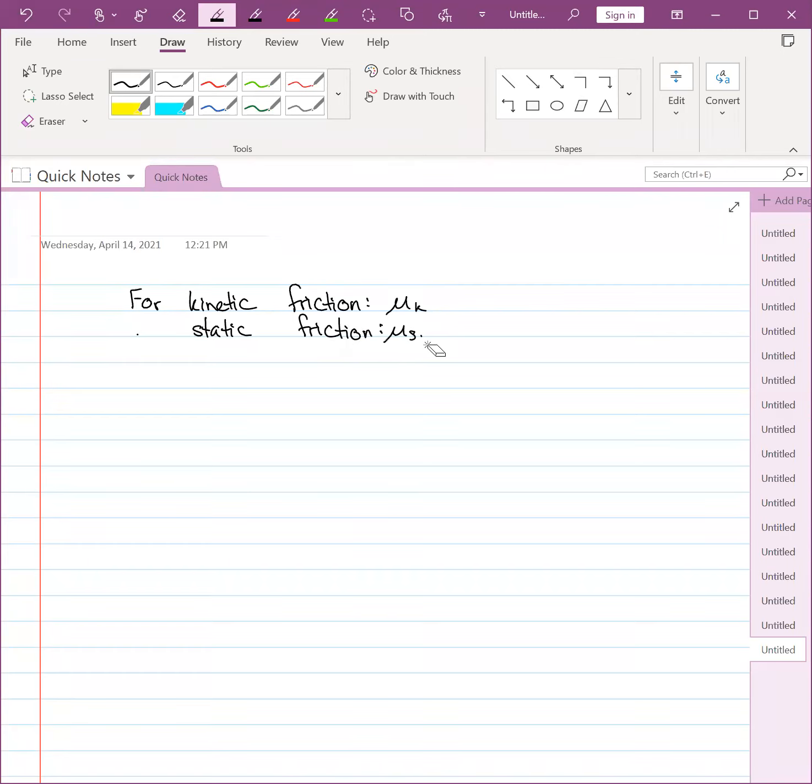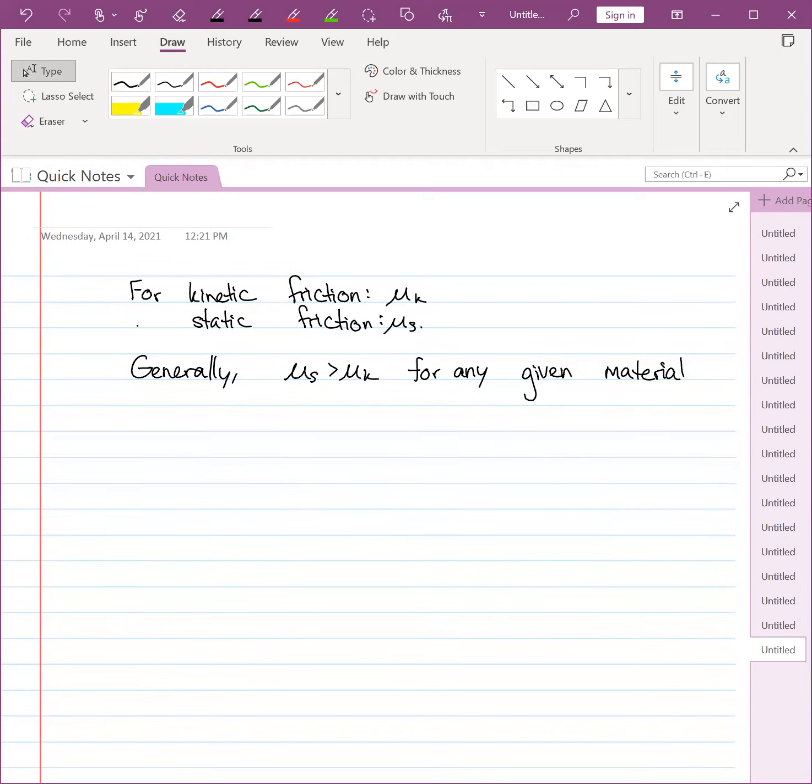Now, they both show up in their own equations in their own respective ways, but there's a materials property that we can generally find, and that's that generally, for any given material, mu sub s is greater than mu sub k. So any given material is going to have both a coefficient of static friction and a coefficient of kinetic friction based off of material properties. And it generally is the case that the coefficient of kinetic friction is lower. And that should kind of agree with your intuition. Generally, it's easier to keep an object sliding than it is to start that object sliding. That probably agrees with your intuition.